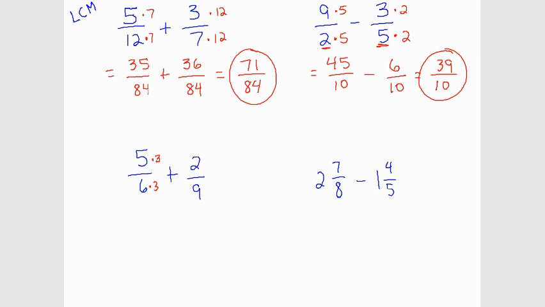And to get 9 to 18, I have to multiply by 2 and multiply this by 2. So 5 times 3 is 15 over 18, plus 2 times 2 is 4 over 18. And once again, my final answer will be out of 18. 15 plus 4 is 19. And again, you can write that as the mixed number 1 and 1/18. I'm going to go ahead and leave it as such.